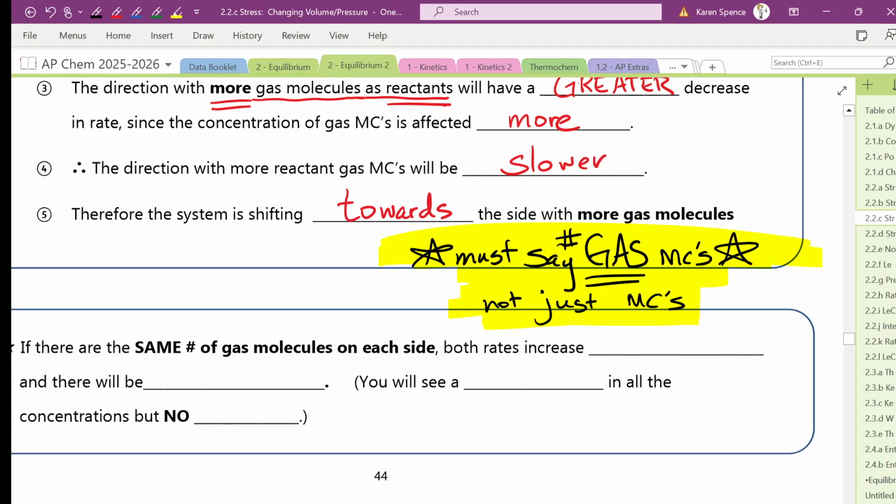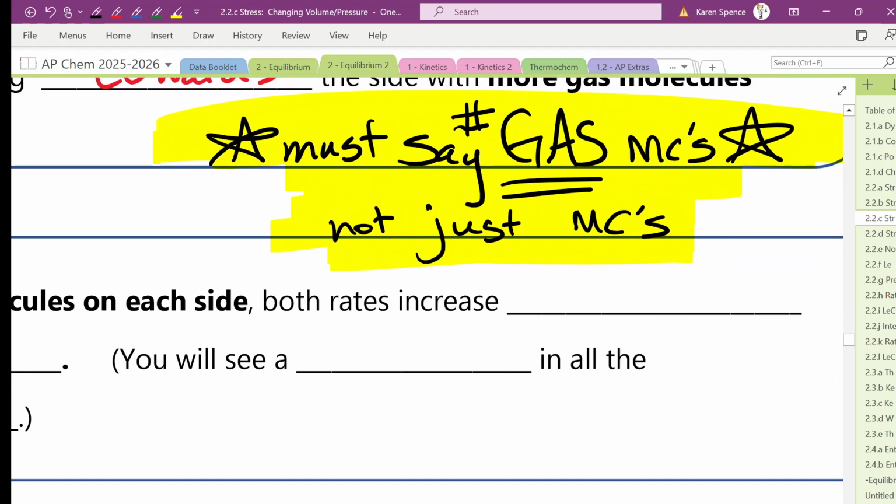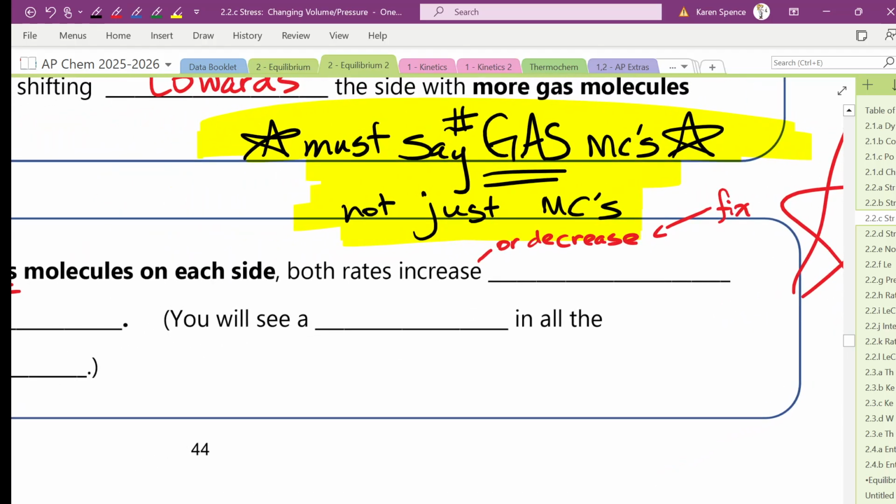Now, if there are the same number of what kind of molecules? Gas molecules on each side, what will happen to the rate? Both rates are either going to increase or decrease. I should have put that in there. I need to fix that. That star's for me. Okay. Both rates will increase or decrease if they have the same number of gas molecules, the same amount, equally.